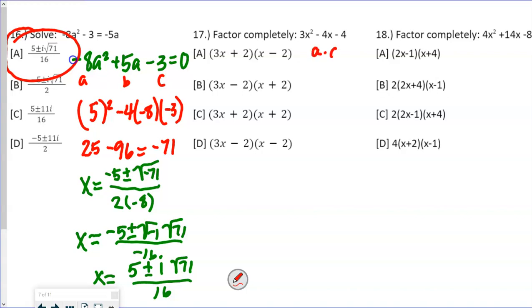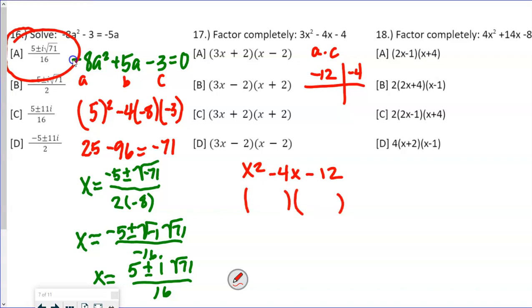So on this 17, it says factor completely. So we're going to multiply A times C because it says factor. I don't have a GCF. So that's going to give me negative 12, right? So we're going to actually look for the factors of negative 12 that add up to be negative 4. So I'm going to rewrite this down here as x squared minus 4x minus 12. And then we're going to look for the factors of negative 12 that add up to be negative 4. Isn't that going to be negative 6 plus 2?